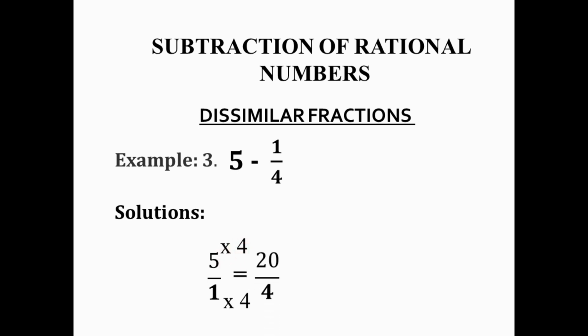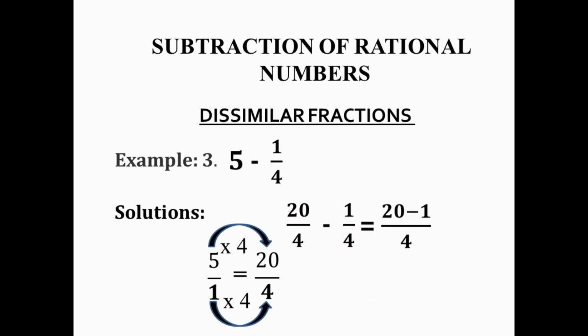Okay, so 5 times 4, that is 20. Then 1 times 4, that is 4. So we will now make use of this fraction, 20 over 4, instead of 5. So 20 over 4 minus 1/4. So the two fractions now are similar. So we will now subtract the numerators. So 20 minus 1 over 4, that is 19 over 4.